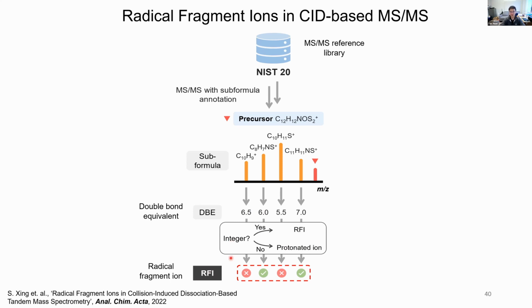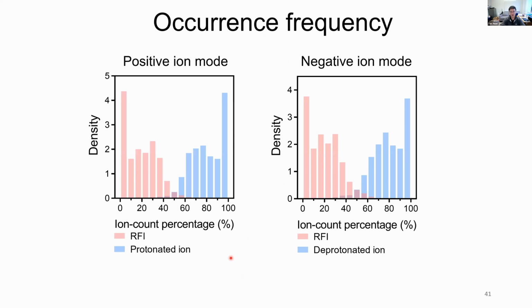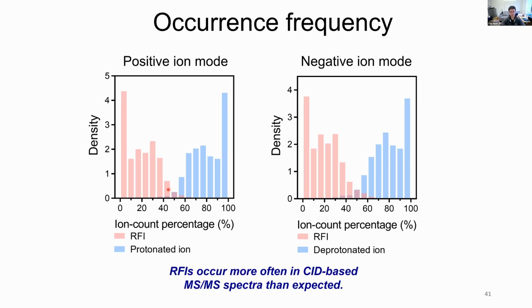Using the well-established NIST 20, we studied hundreds of thousands of MS spectra, and these are structure-disjointed, so they have different chemical structures. And the result is actually surprising. Unlike what we believed, that 99% of the ions should be even electron, we find that quite a lot of fragment ions are actually radical fragment ions. For some metabolites, in some MS spectra, radical fragment ions can add up to 50% of the fragment ions. So basically, the conclusion is that radical fragment ions occur more often in collision-induced MS spectra than expected.